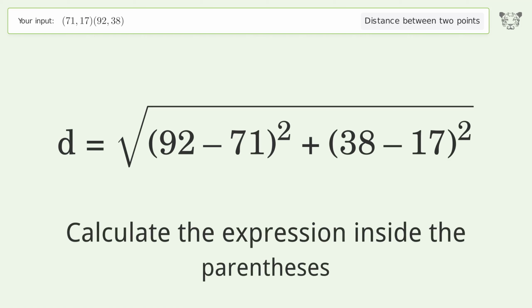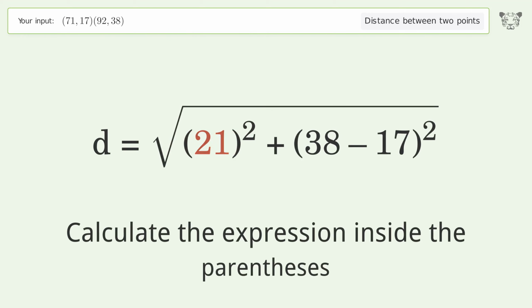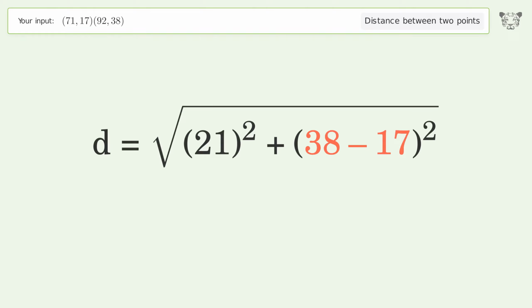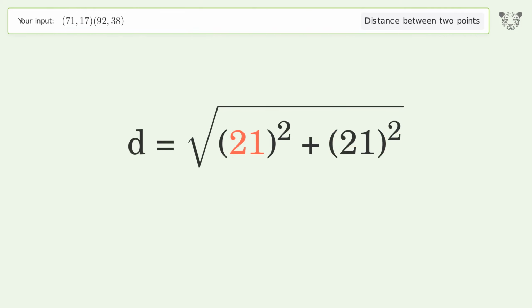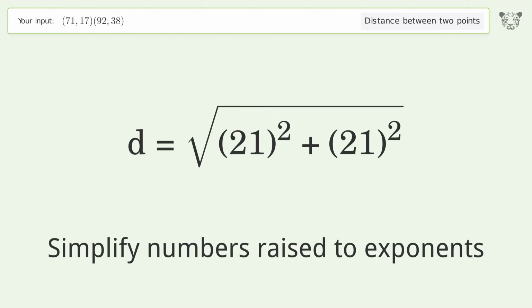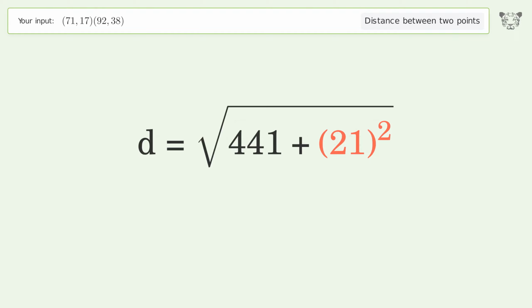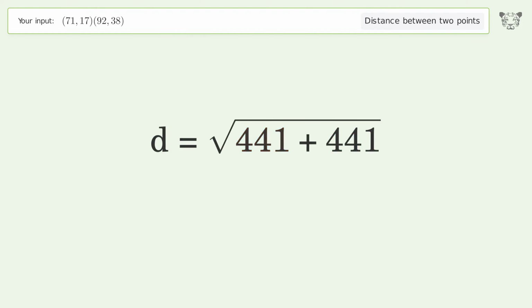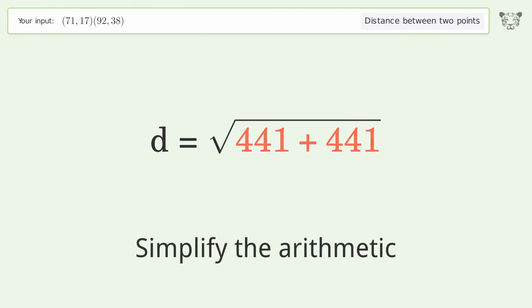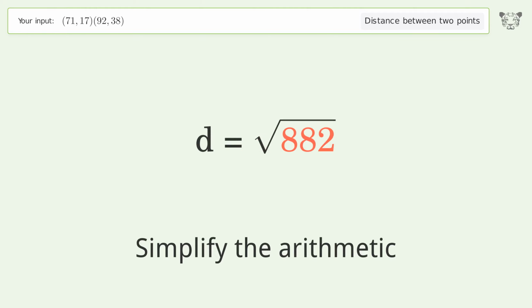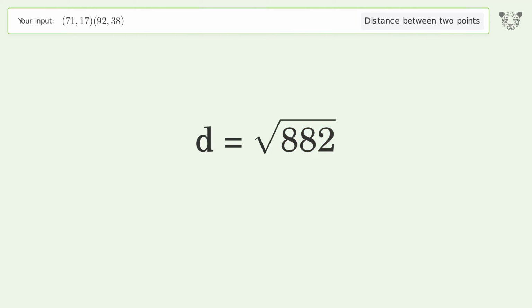Calculate the expression inside the parentheses. Simplify numbers raised to exponents. Simplify the arithmetic. And so the distance between the 2 points is the square root of 882, or 29.698.